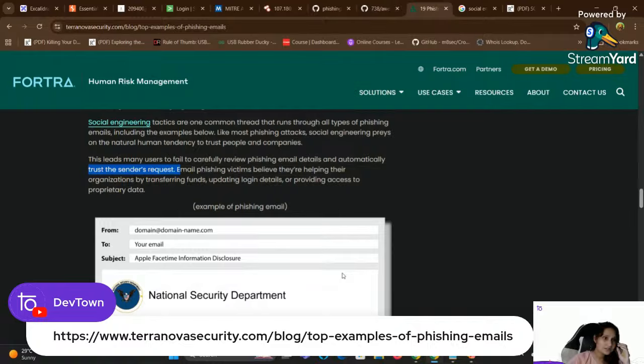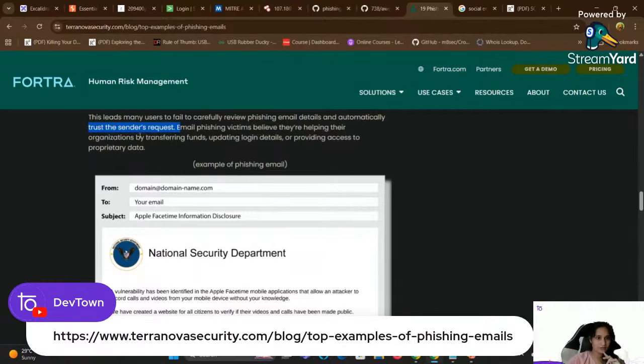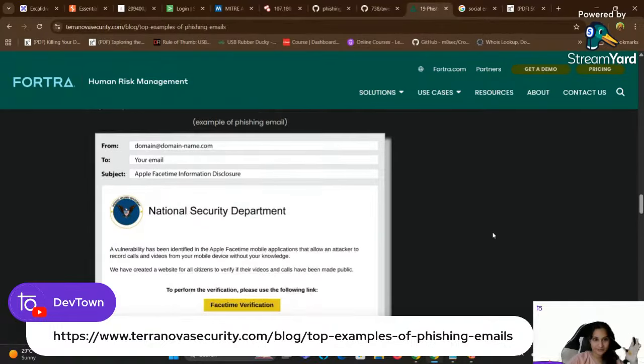I have shared this link, which is going to give you examples. You can look for examples in here to understand what sort of phishing emails or attacks you can actually receive in your inboxes. So the first example is where users fail to carefully review the email and automatically trust the sender. We have already discussed, guys, that a person doesn't recheck everything, from address to address.